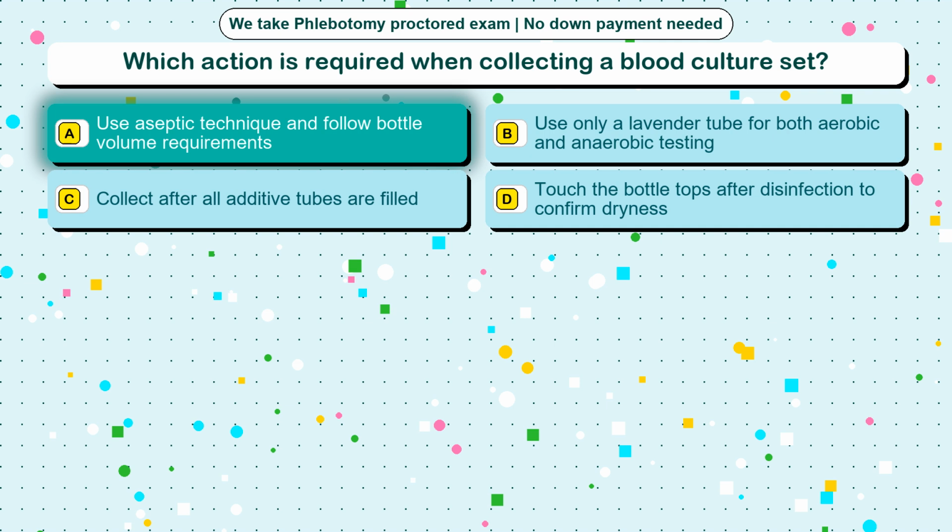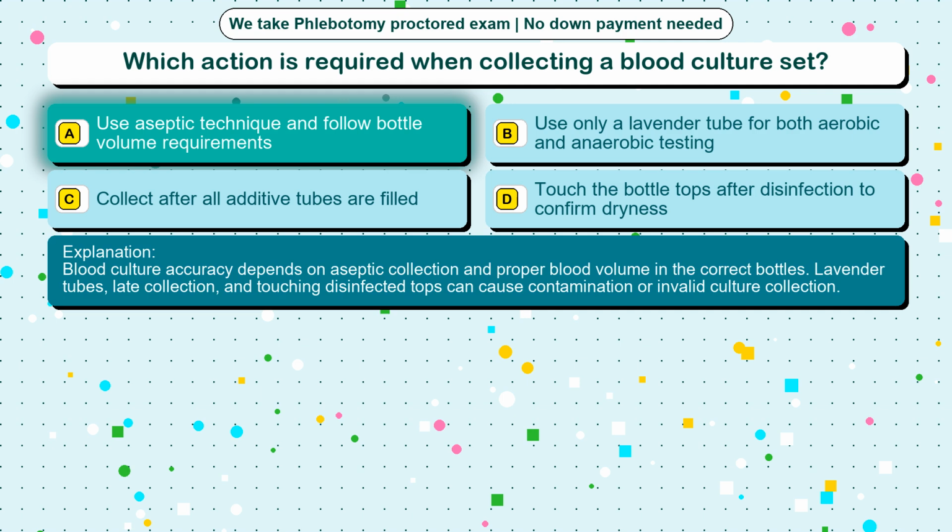The correct answer is option A. Use aseptic technique and follow bottle volume requirements. Blood culture accuracy depends on aseptic collection and proper blood volume in the correct bottles. Lavender tubes, late collection, and touching disinfected tops can cause contamination or invalid culture collection.